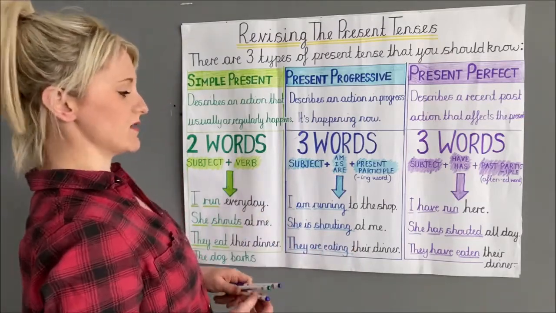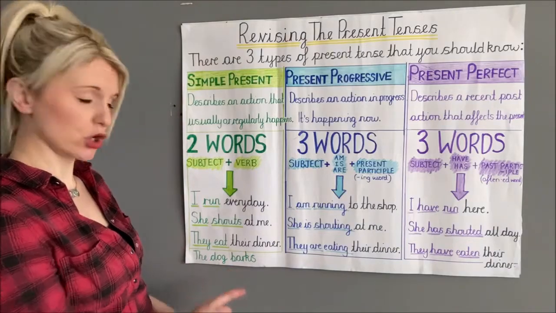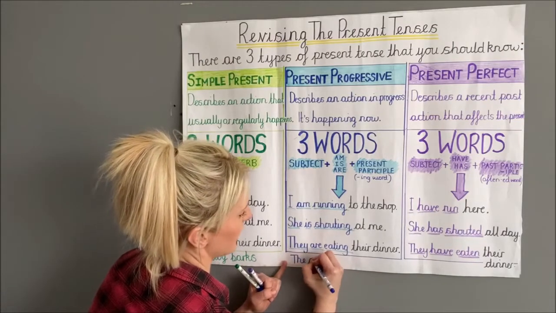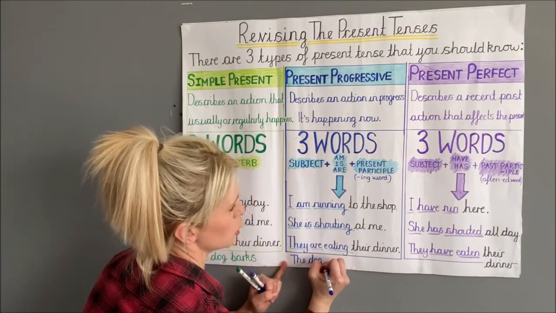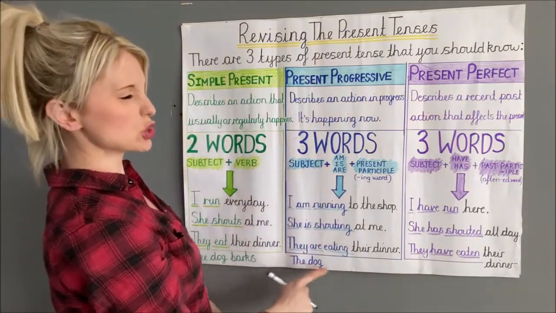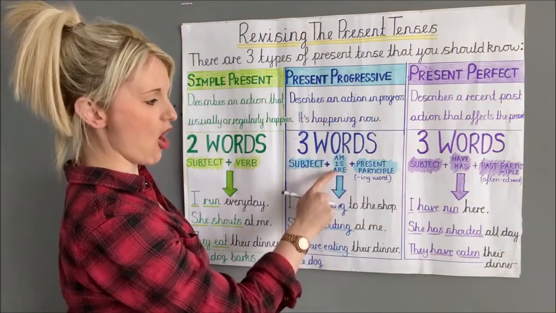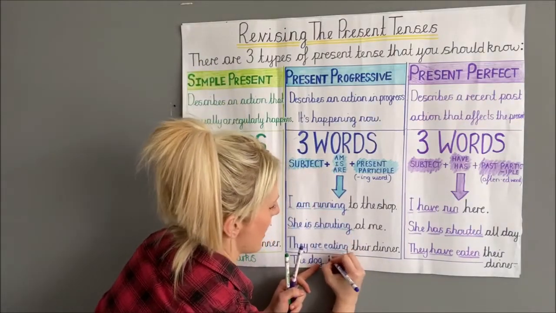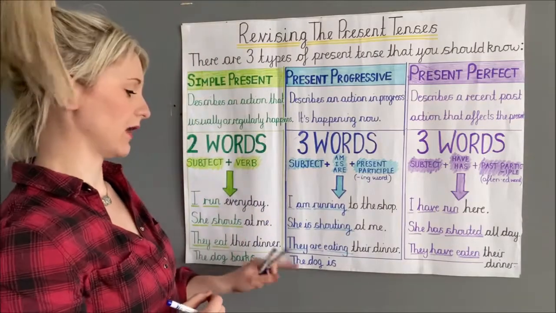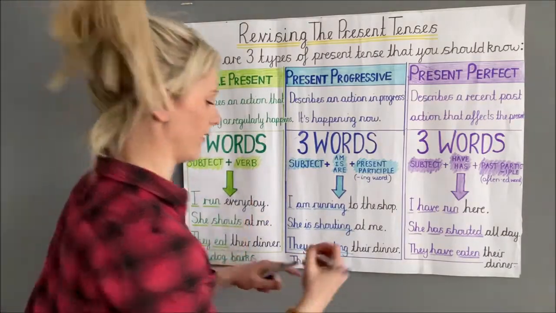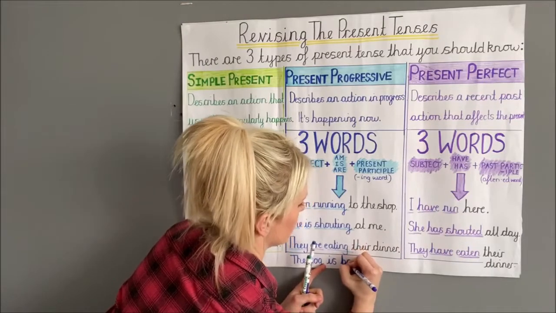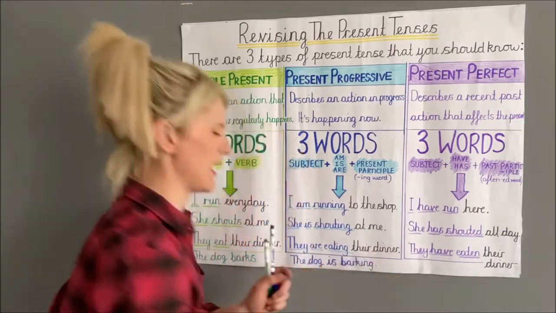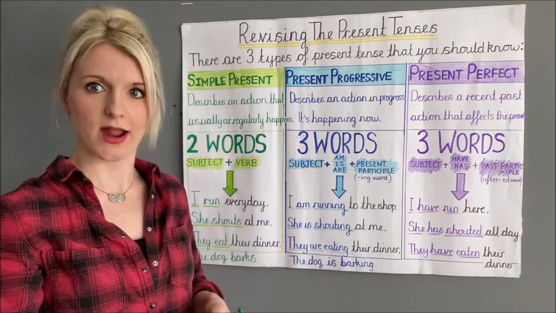If I wanted to add another example in here, I'm going to stick with my dog. I'm going to say the dog, which is my subject. That's part one, the dog. Because I'm using the dog, it's not the dog am, it's not the dog are, it's the dog is. The dog is, and my verb was bark, so it's going to become the dog is barking, because I need to use the present participle form, which is our ing form. So the dog is barking. It's what the dog is doing right now.